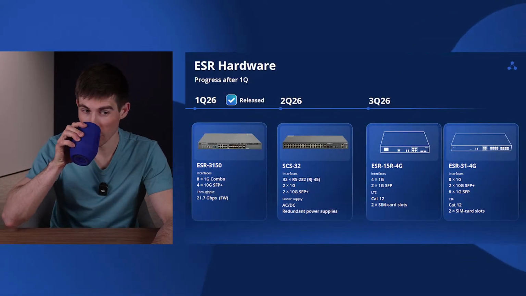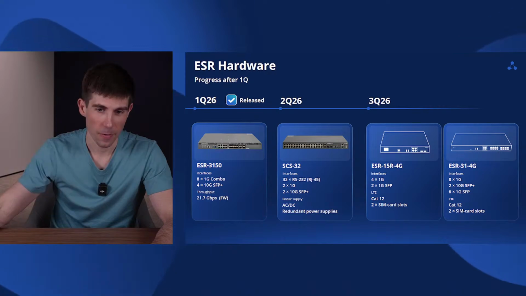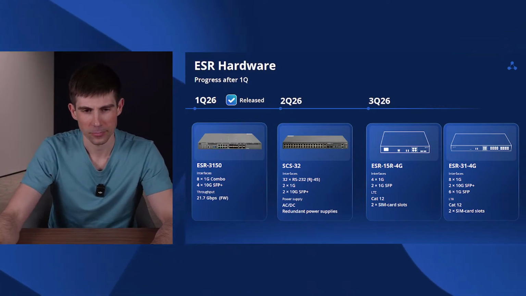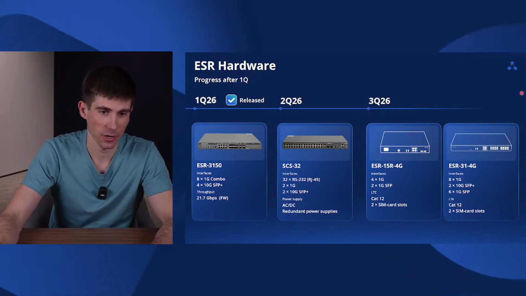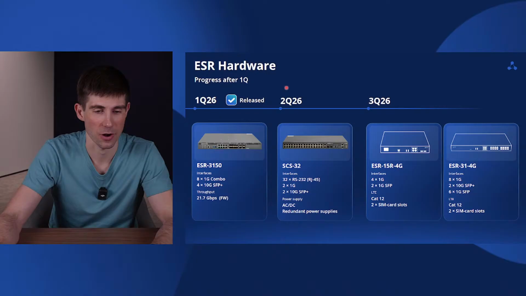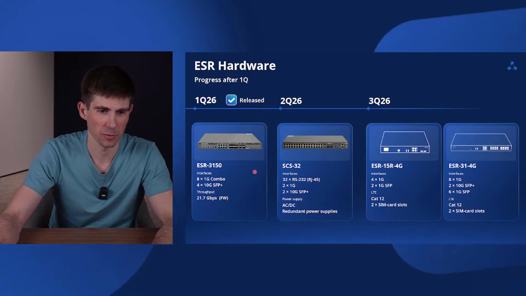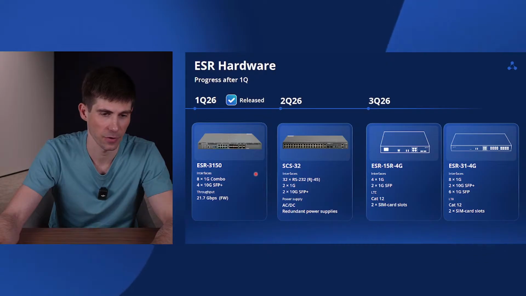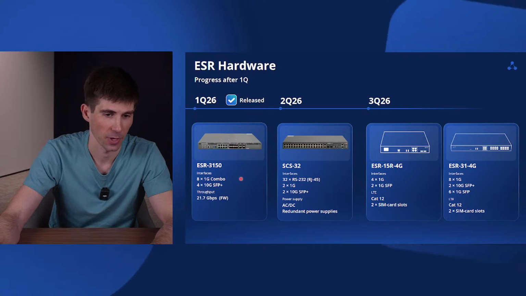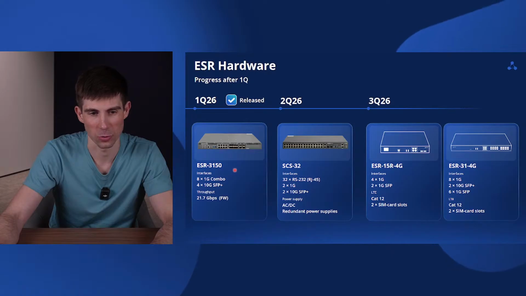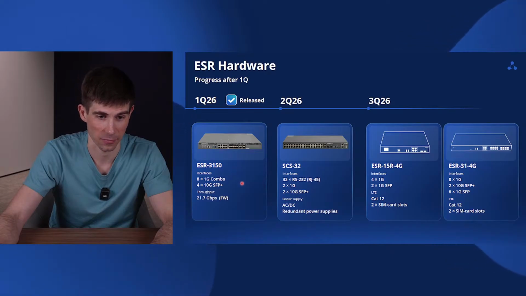As far as the hardware goes, there are a few devices that are released this year. One of them, ESR 3150, is already available for you to order. And this is very similar to the ESR 32 and 3350 that we had spoken about before. But this one has, instead of 25G interfaces, 10G. So it's for applications where 25G is a little bit excessive.